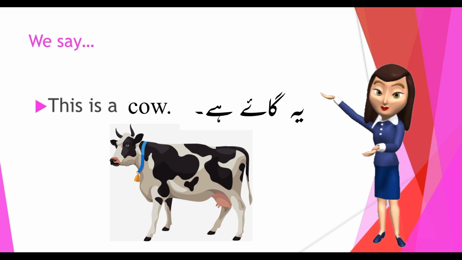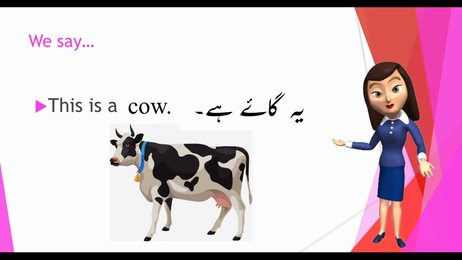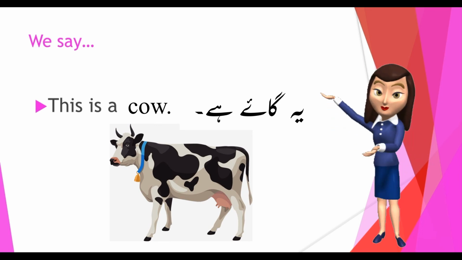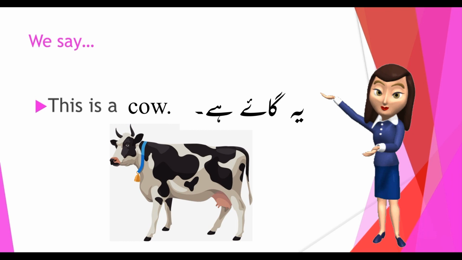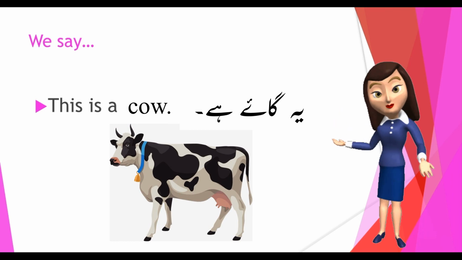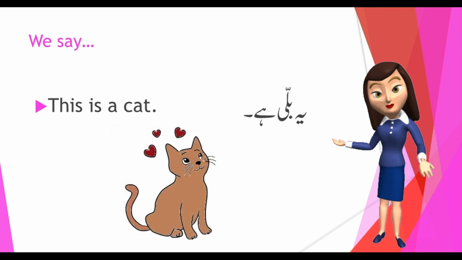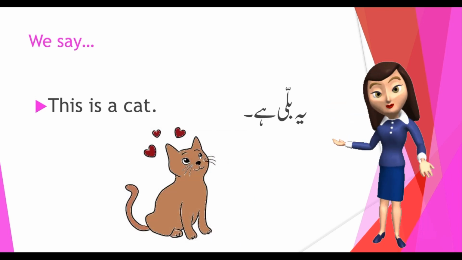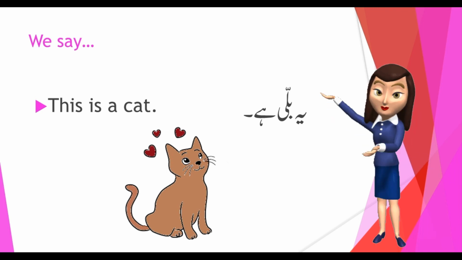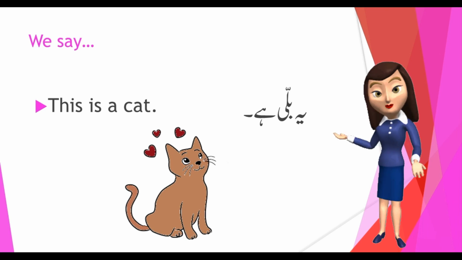And it's not just about the animals. If you want to tell about something which is there, you always say this is dash, and you fill in the dash with that thing, whatever you are talking about. I hope that you have understood it. Alright, one more time. This is a cat. ये बिल्ली है. I hope that you've understood it very nicely.